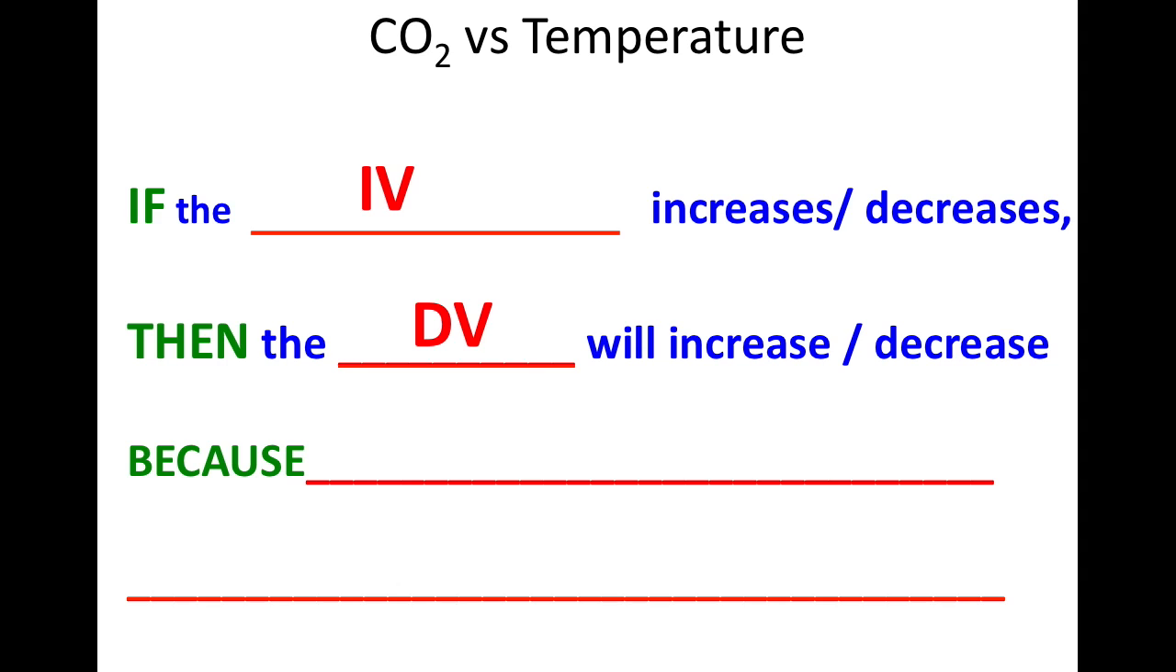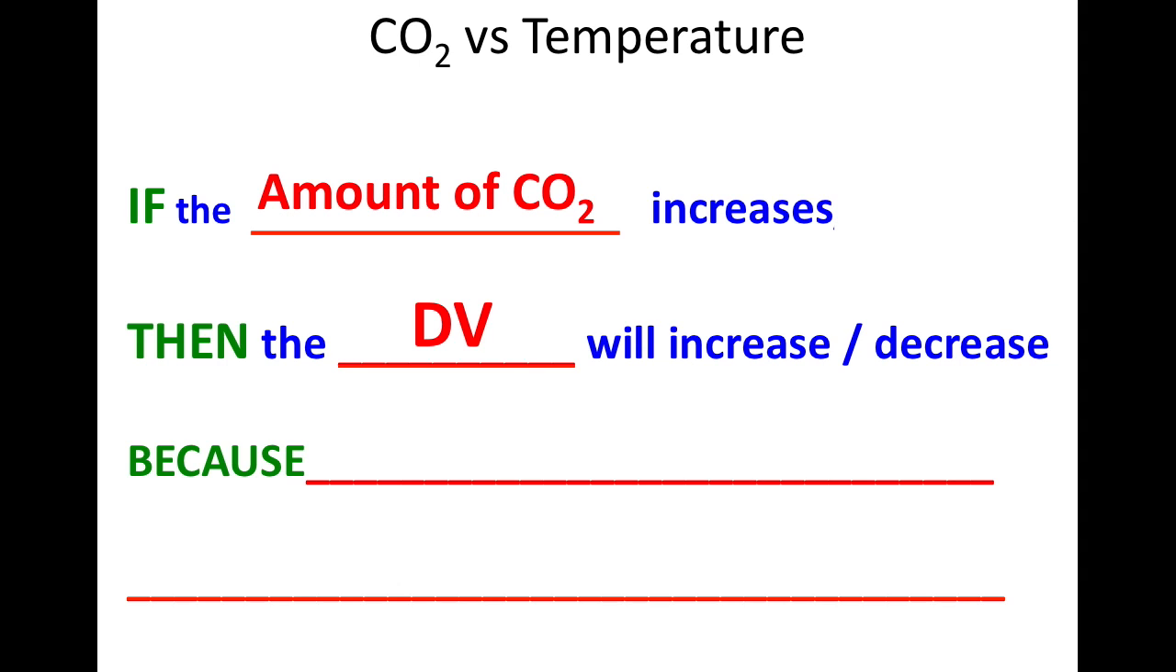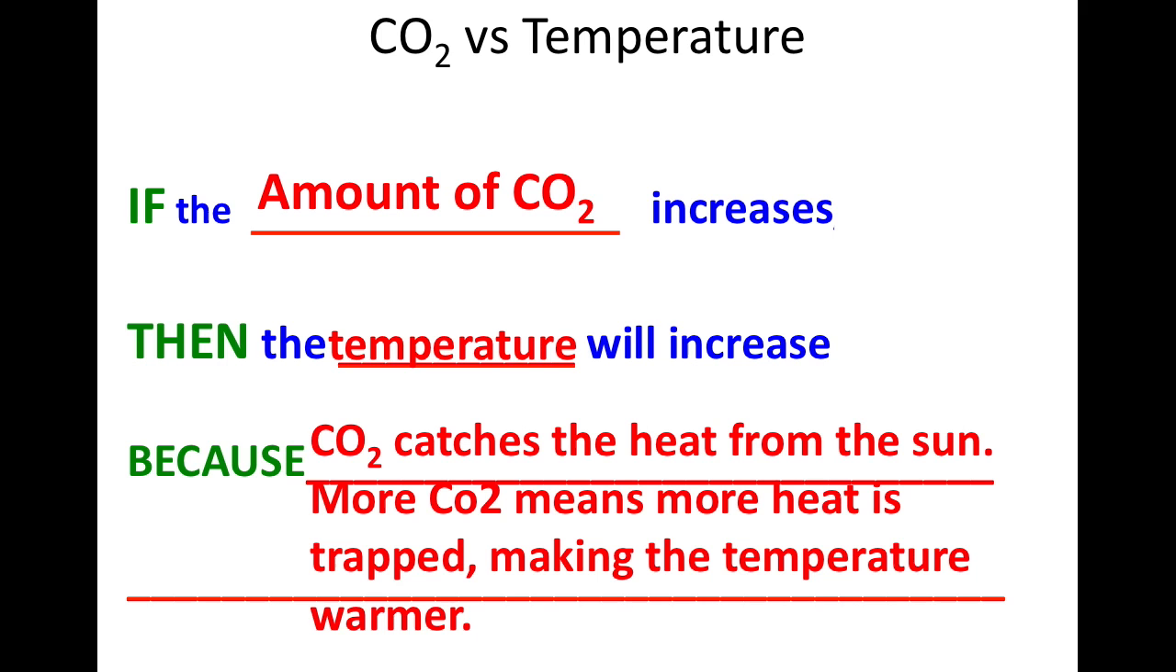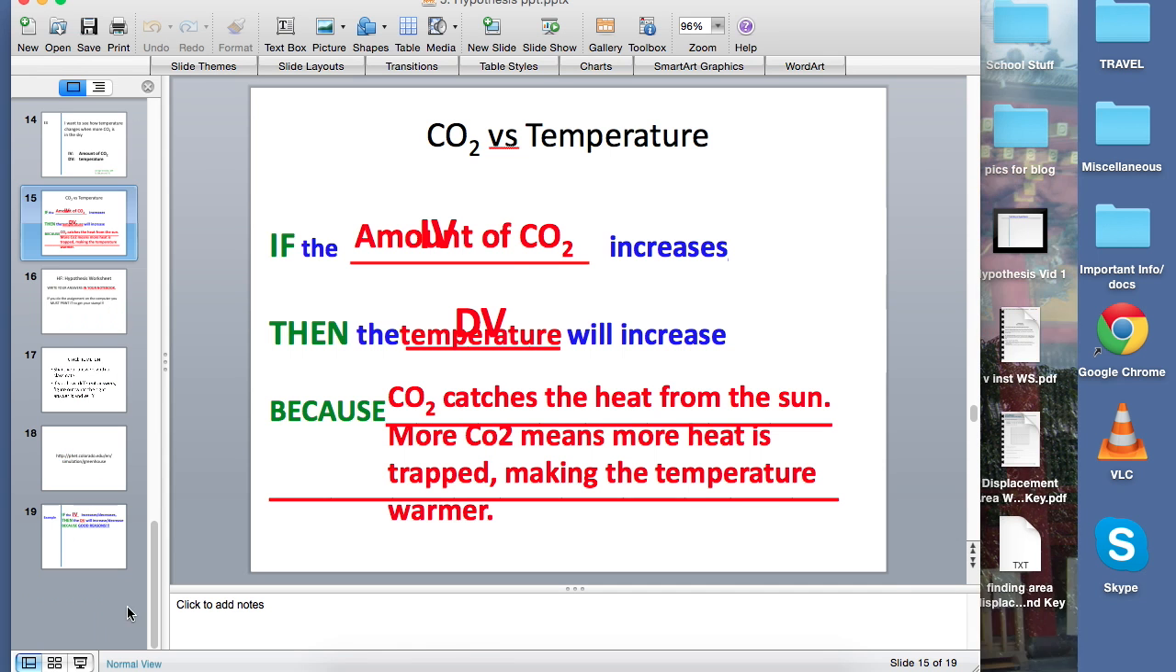So if the amount of CO2 increases, then the temperature of the Earth, or the Earth's temperature, will also increase because, and your reasoning might be a little different, but I'm just giving you an example, CO2 catches the heat from the sun. More CO2 means more heat is trapped, making the temperature warmer. So let's go ahead and see whether or not our hypothesis is correct.